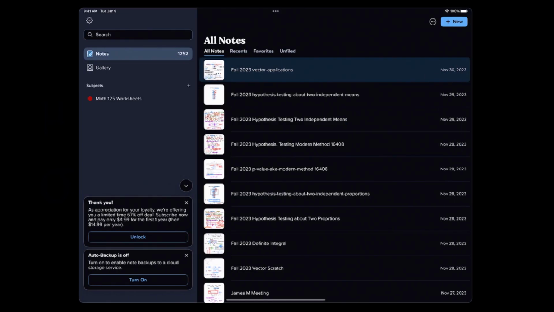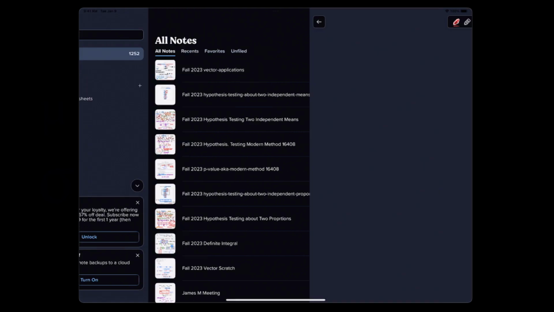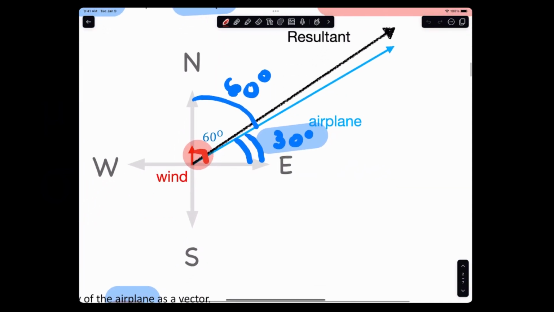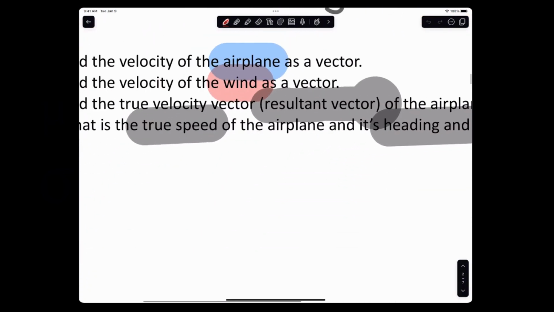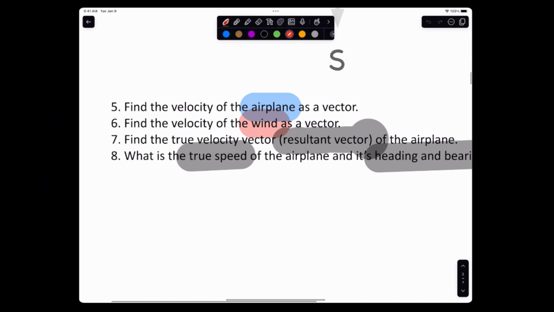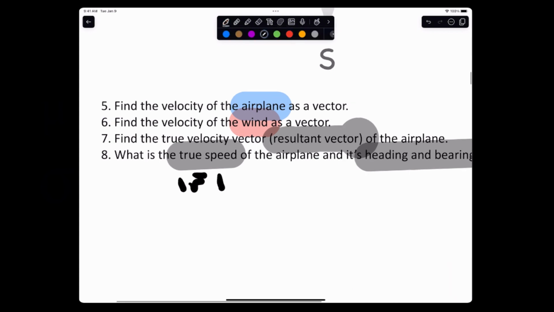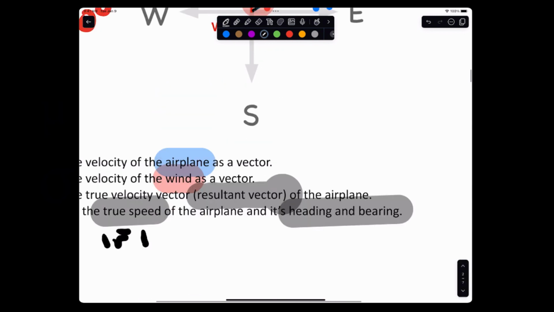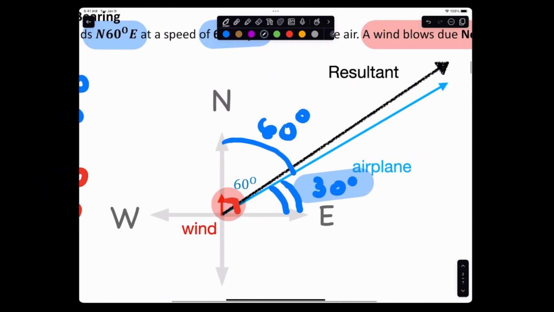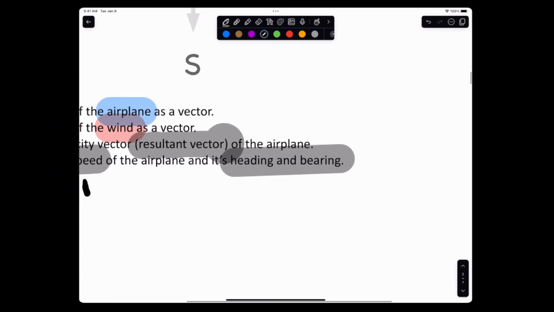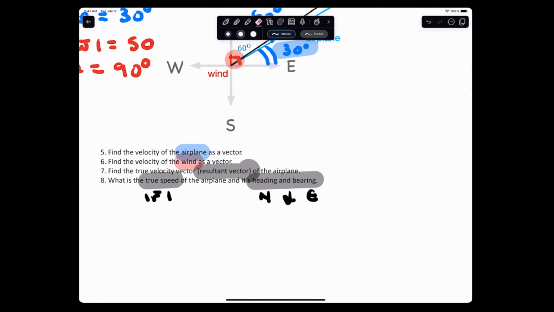All right. Now, what do they want again, finally? What did they say here at the bottom there? Get the true speed. Oh, that's the what? The magnitude. And get the true heading and bearing. It's still going northeast. So what they're going to want again is that north alpha east again. So I want you guys to really be careful with that.